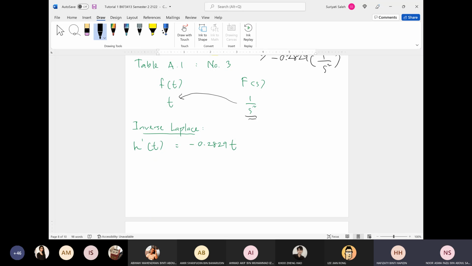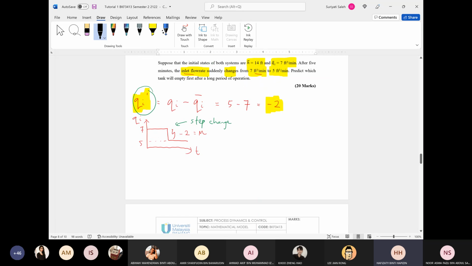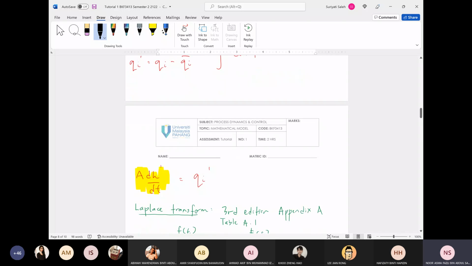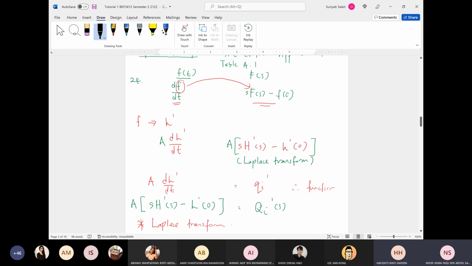Our objective, if you take a look, in the beginning I have this form: A dH prime over dt equal to Qi. My objective is to solve this problem to obtain the value of H. So I follow the Laplace transform approach for this given case study.